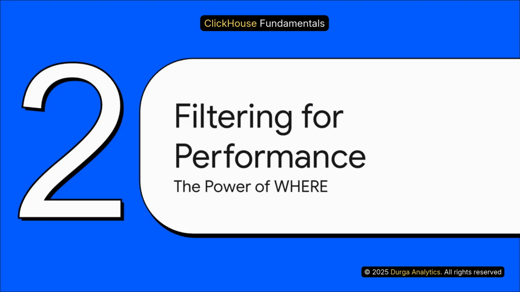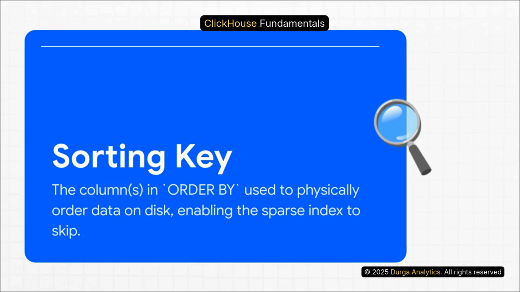Okay, so we know how to select the right columns. Now let's talk about selecting the right rows. The where clause is, without a doubt, your most powerful weapon for making queries ridiculously fast. To really unlock what the where clause can do, you first have to get your head around the sorting key. See, in ClickHouse, that order by you define when you create a table, that's not just for making the output look nice. It actually dictates the physical order of the data on the disk.